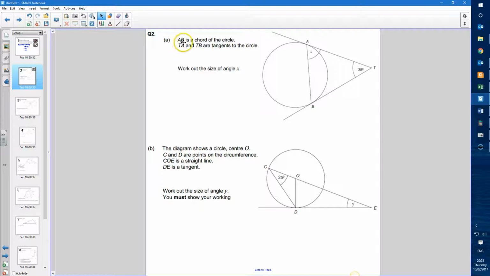Question 2. AB is a chord of the circle. TA and TB are tangents to the circle. We need to work out the size of angle X.